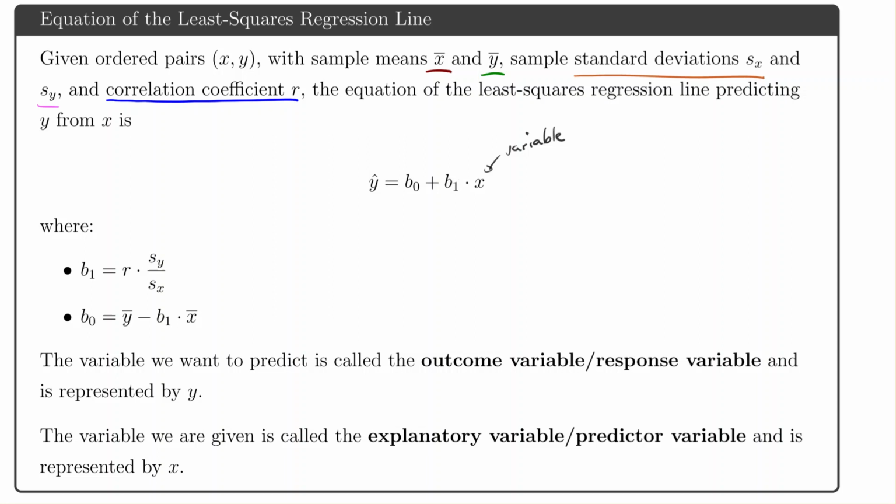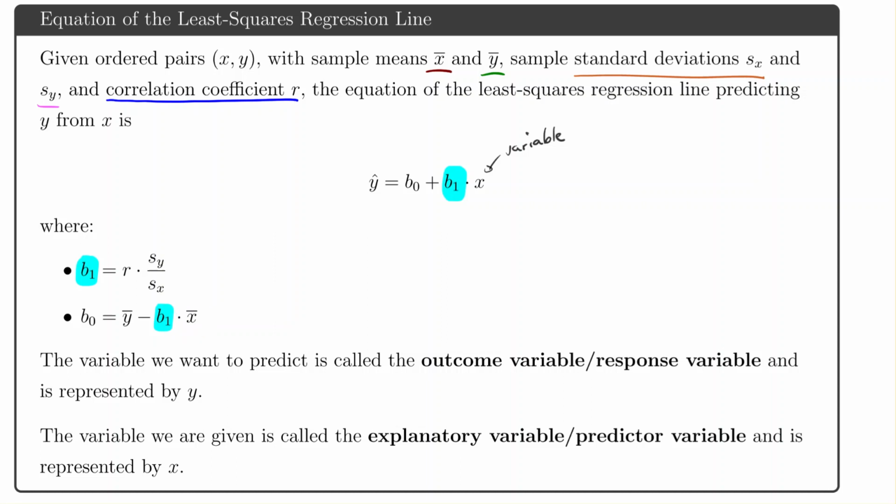Now, what is b naught? We first need to find b1. b1 is what we multiply by the x. That's the slope associated to the line. It is calculated by the correlation coefficient times the standard deviation of the y data values divided by the standard deviation of the x data values. Once we have b subscript 1, that then allows us to find b subscript 0, as b subscript 0 is the sample mean of the y values minus b1 times the sample mean of the x values.